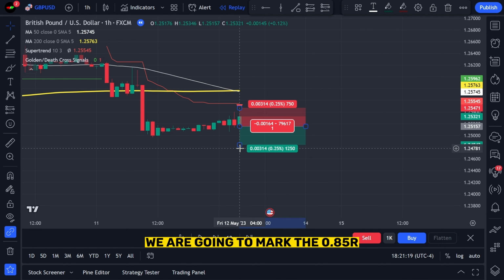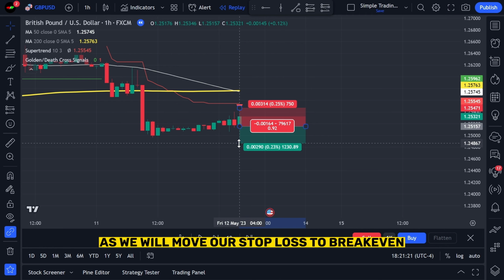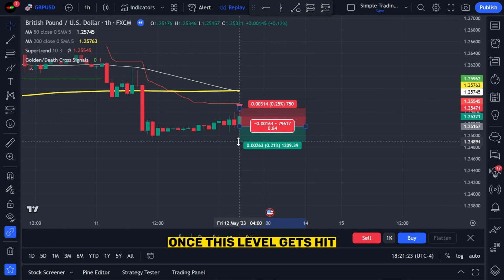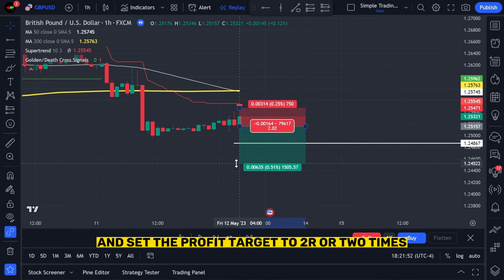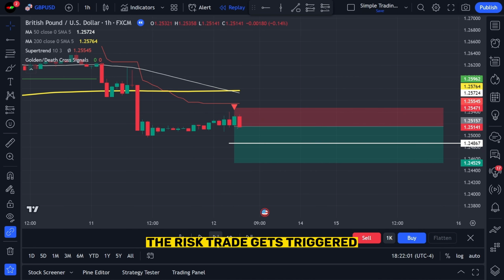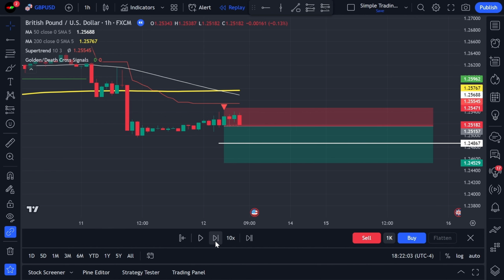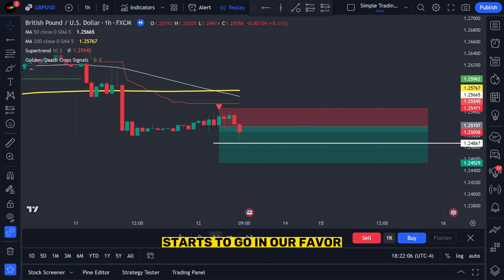We are going to mark the 0.85R level, as we will move our stop loss to break even once this level gets hit. And set the profit target to 2R or 2 times the risk. Trade gets triggered. Starts to go in our favor.